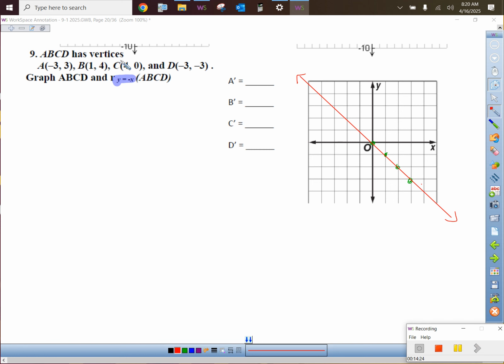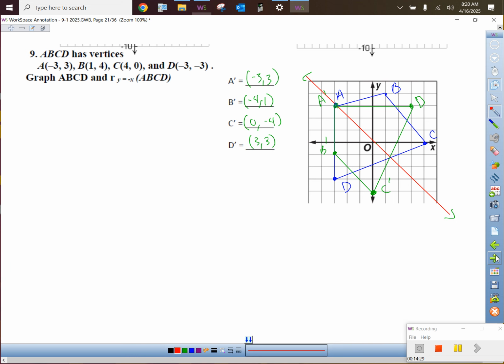So I've graphed the line y equals -x, and the rule is to change both signs and switch places. And what I have is sort of a bad thing. I did it on purpose. I have the right drawings, but which point was on the line?